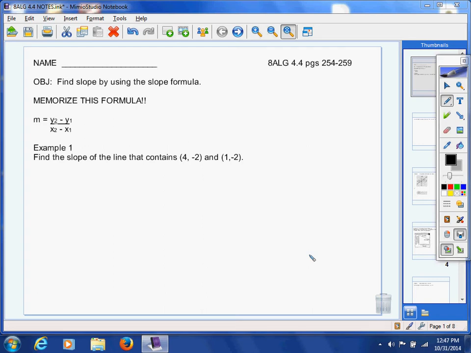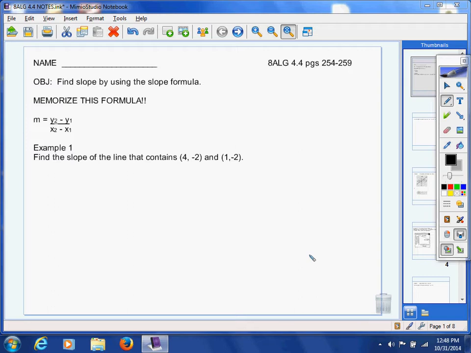Thompson again. We're going to talk about section 4.4 in our lesson today. So hopefully you have your lesson notes out and ready to go over this with me. And our focus today, we are going to learn how to calculate the slope using the slope formula.